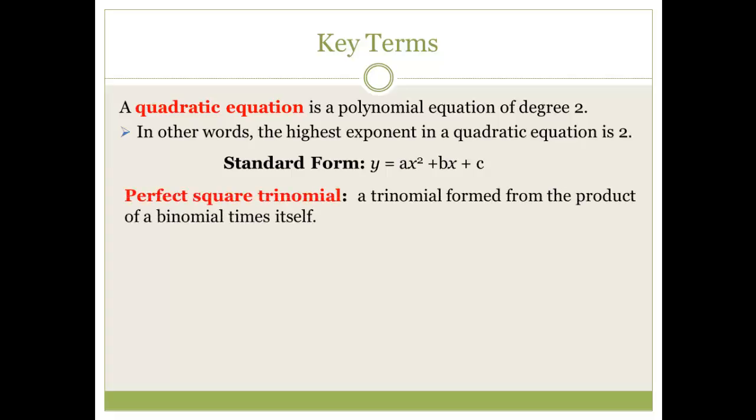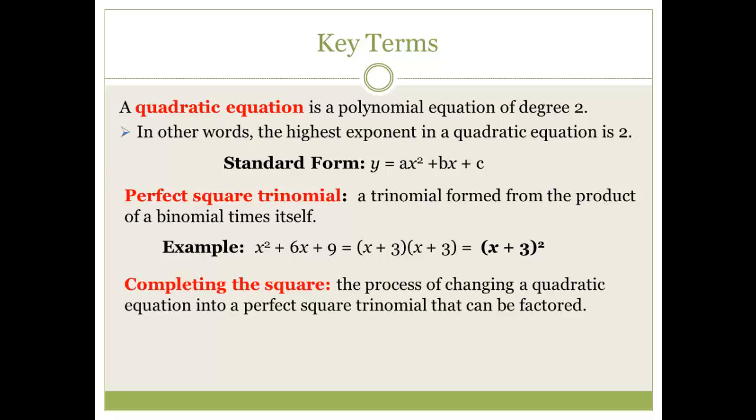A perfect square trinomial is a trinomial formed from the product of a binomial times itself. Take a look at the example below and note how it forms a perfect square. Completing the square is the process of changing a quadratic equation into a perfect square trinomial that can be factored, as in the example you see below.